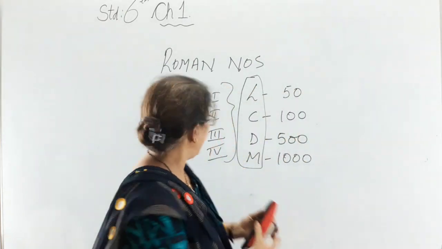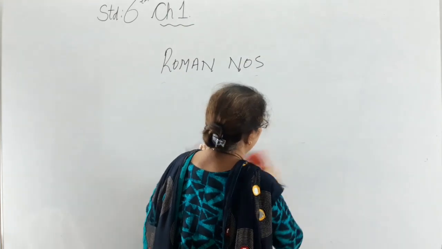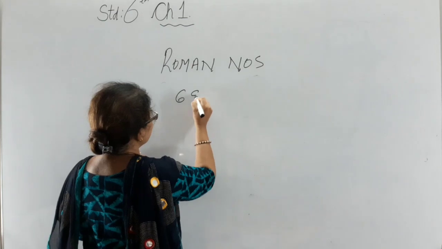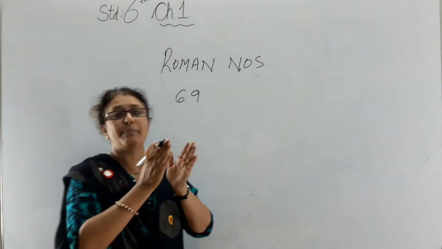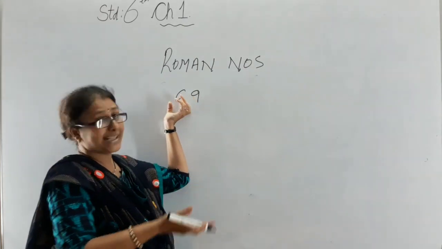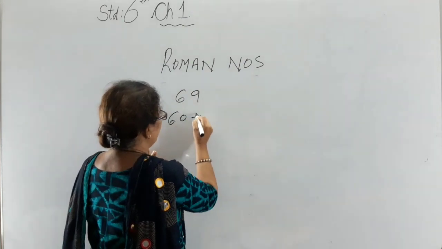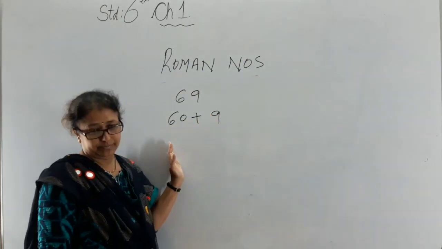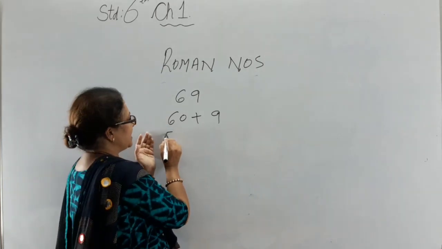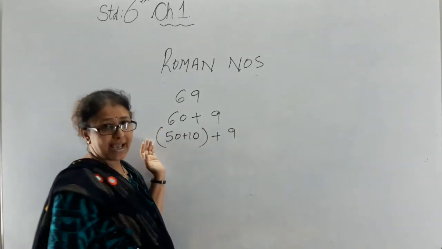Let me explain you with one example. How do I calculate big numbers in Roman form? For example, there is a number, say 69. First, I will bifurcate this number into 2 parts because I cannot convert 69 as a whole into a Roman number. So what is 69? That is 60 plus 9. Till here is it clear? Now 60. What is 60? That is 50 plus 10 and 9 will remain as it is.